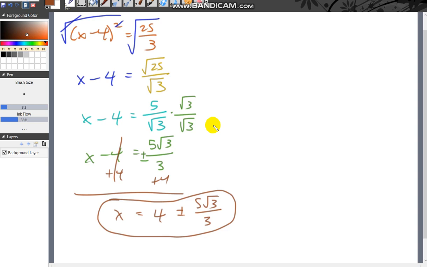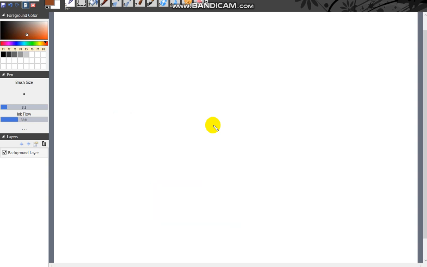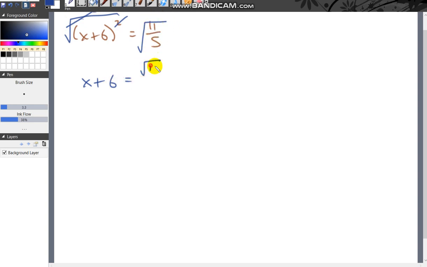Okay, I'm going to go ahead and clear the screen. And then sometimes you get something like this: (x + 6)² = 11/5. Again, you want to get rid of the square here. You want to solve for x, so take the square root of both sides, and the square root cancels with the square. x + 6 equals, we can break this up, the square root of 11/5 is the same thing as the square root of 11 divided by the square root of 5.